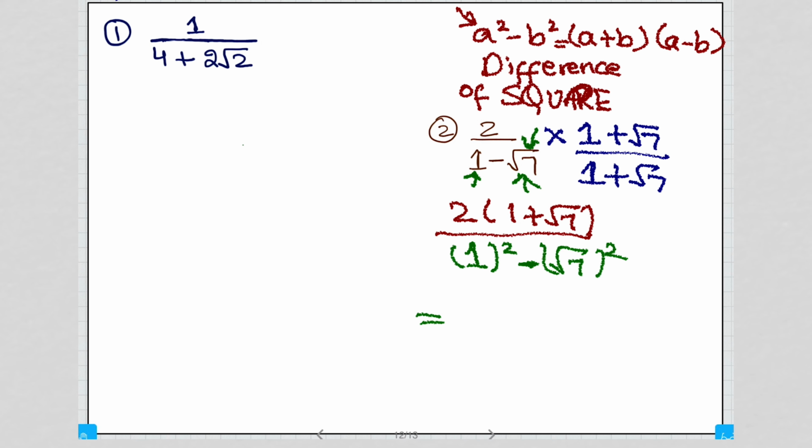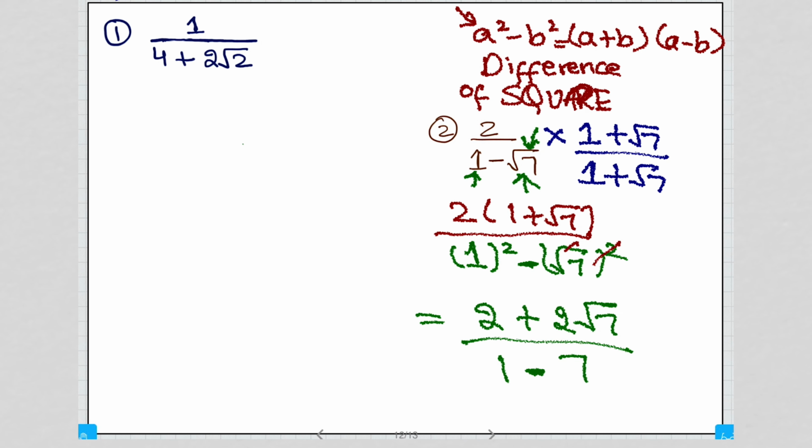I'm going to multiply 2 with 1, which is 2. And then the next one, plus sign. 2 with root 7 is 2 root 7. Then 1 squared is 1, minus sign. Root 7 squared is just 7. The square of a square root basically cancels that out. Always remember that part, please.